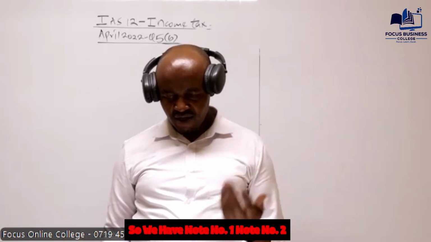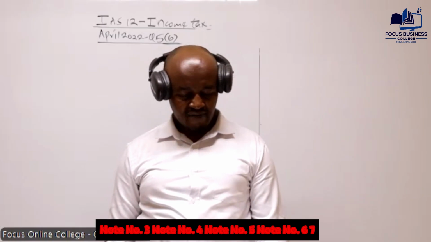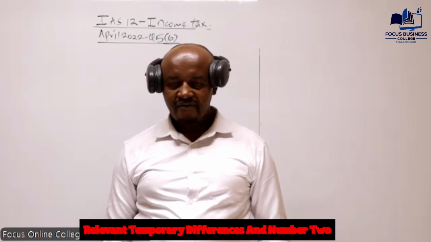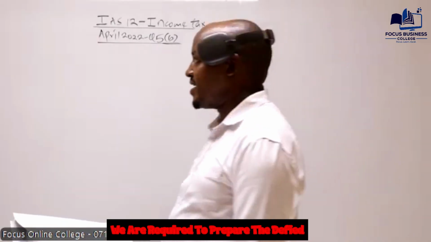So we have note number 1, note number 2, note number 3, note number 4, note number 5, note number 6, 7. So what are we required to do here? We are required to compute the relevant temporary differences. And number 2, we are required to prepare the deferred tax account.